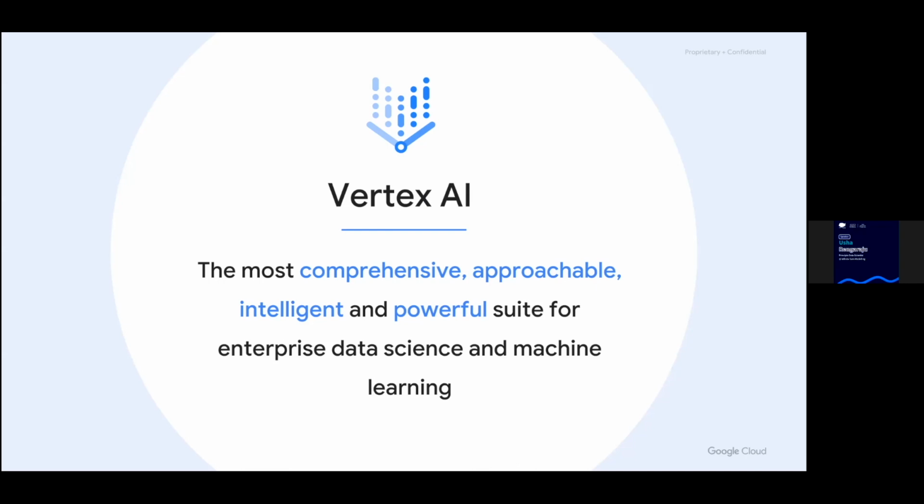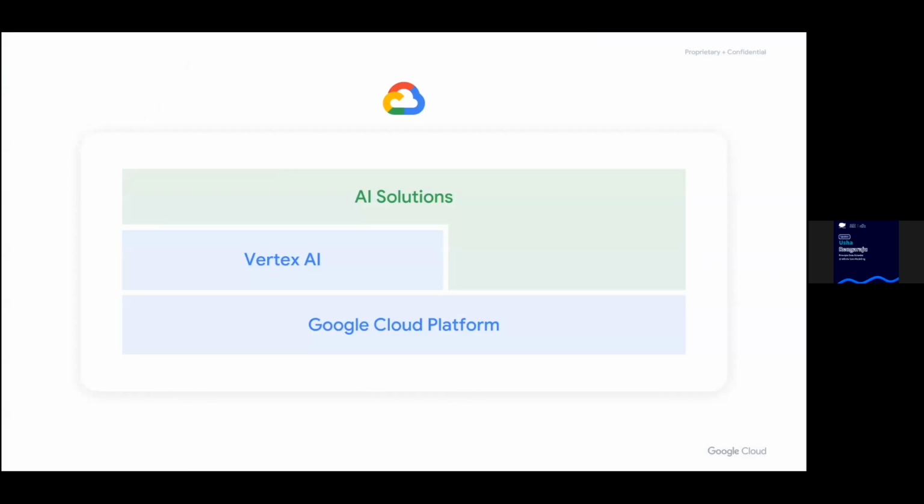Vertex AI is an offering which comes from Google Cloud Platform. So today we will be covering some of the key features of Vertex AI. There are a lot of features, but I'll be highlighting a few of them today. And so where does Vertex AI position itself? It acts as an interface between the AI solutions and the Google Cloud Platform.